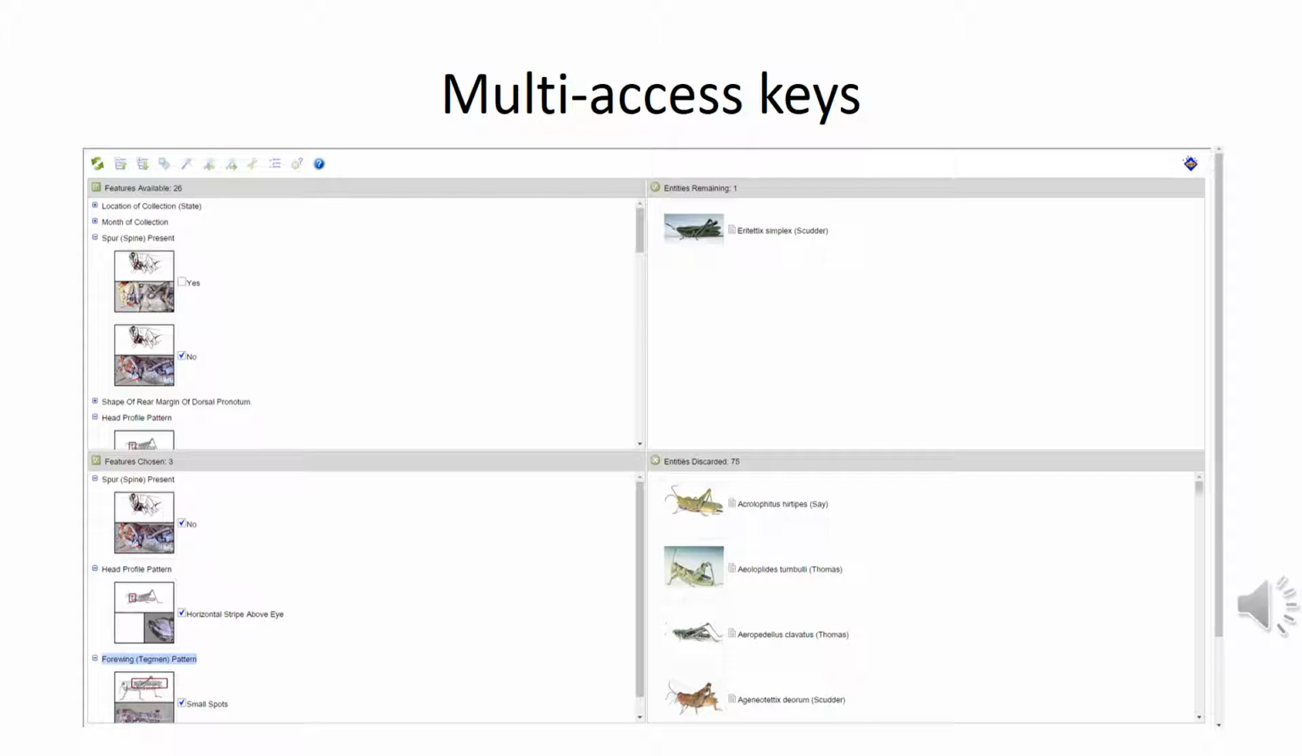Here is an example of a multi-access key for the grasshoppers of the western United States. At the top left are characters available to be chosen. Below that are characters that have been chosen by the user. Bottom right are organisms that have been weeded out from the list using the chosen characters. At the top right are species that have not been eliminated as the identity of the specimen being keyed.